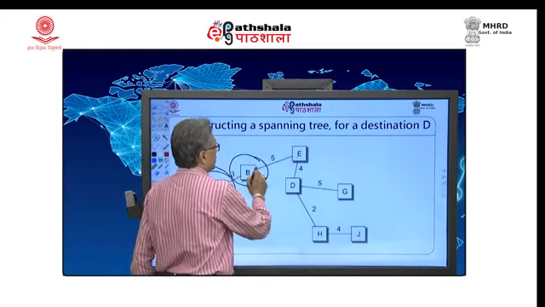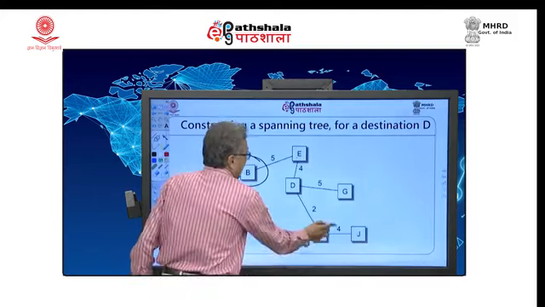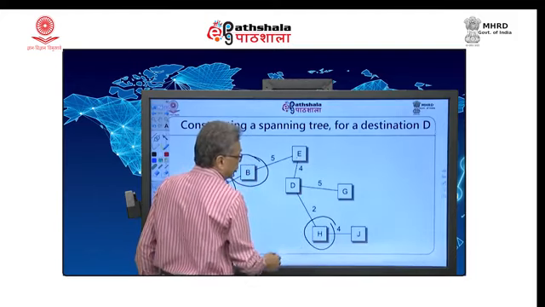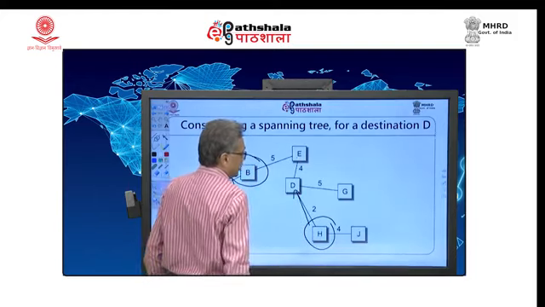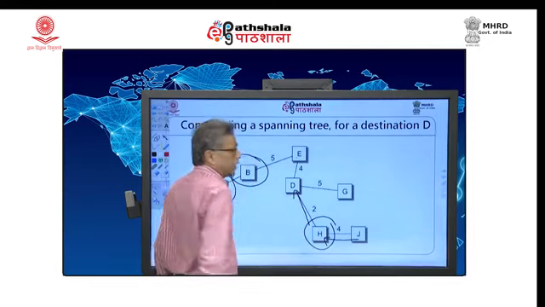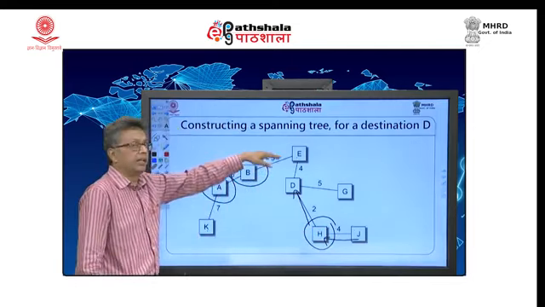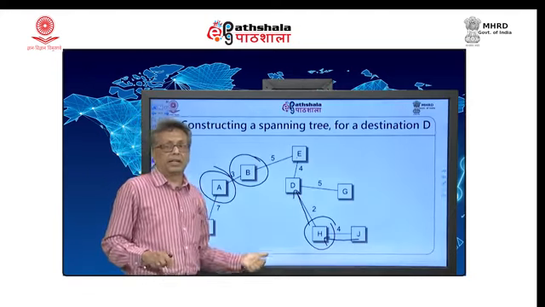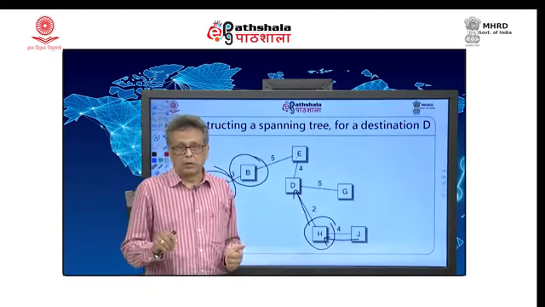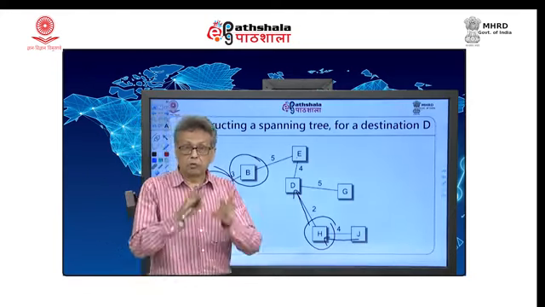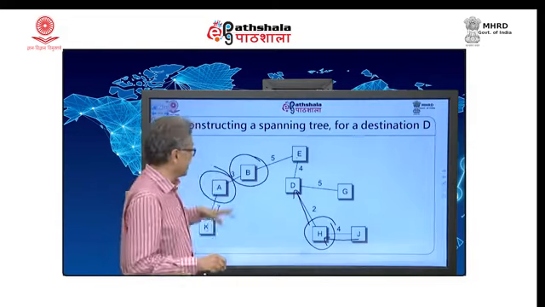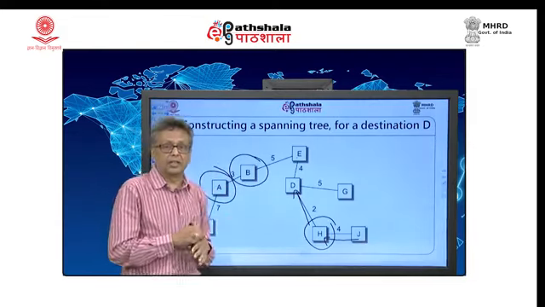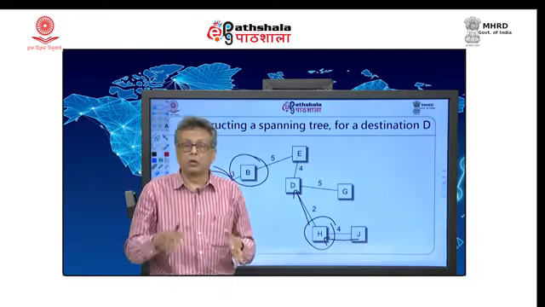B will know that it reaches E directly. H knows that if something is to be given to E, the best path is through D. J knows that it is H. So, everybody has learned about E. For every destination, a similar spanning tree is to be constructed. Once you construct that spanning tree, you know the best path to that destination, and as I said, similar spanning trees are constructed by all nodes.